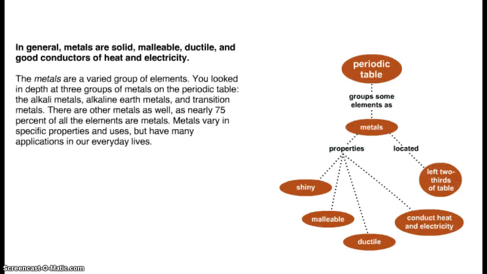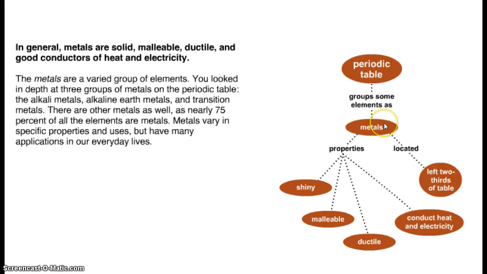In general, metals are solid, malleable, ductile, and good conductors of heat and electricity. The metals are a varied group of elements. You looked in depth at 3 groups of metals on the periodic table: the alkali metals, alkaline earth metals, and transition metals. There are other metals as well, as nearly 75% of all elements are metals. Metals vary in specific properties and uses, but have many applications in our everyday lives.